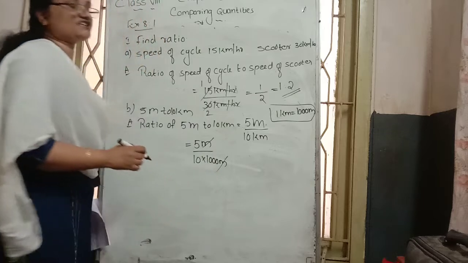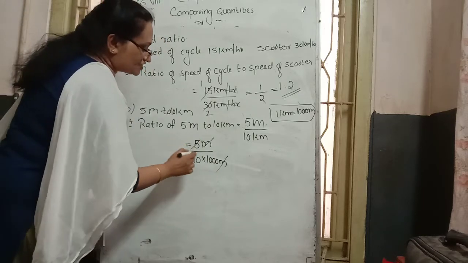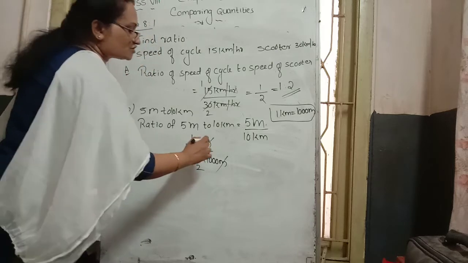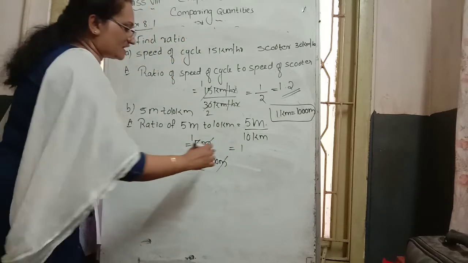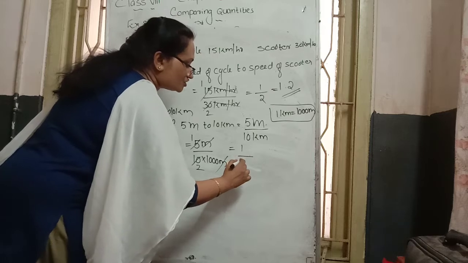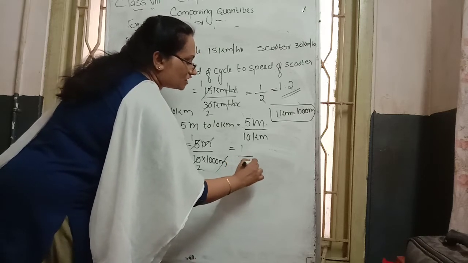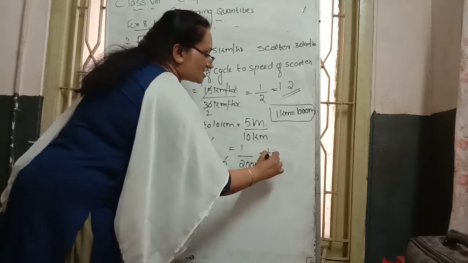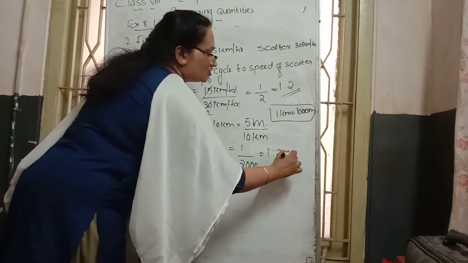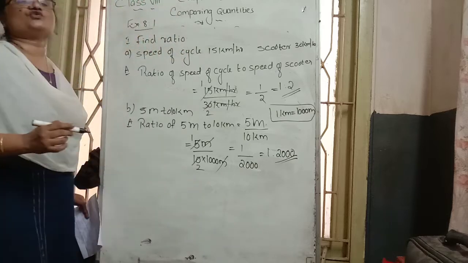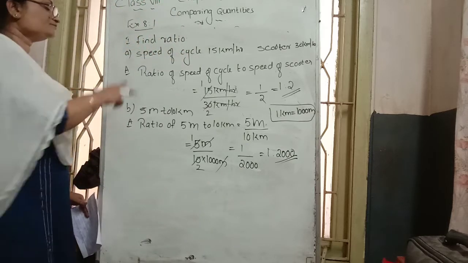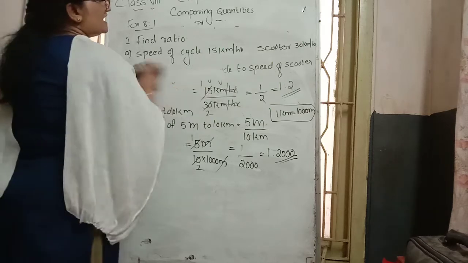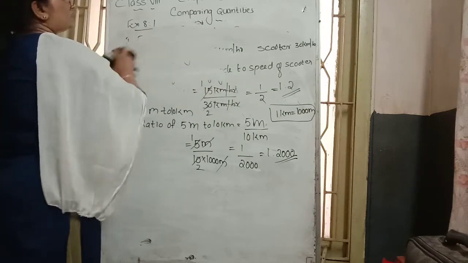We can remove the units and cancel. 5 ones are 5, 5 twos are 10. So the numerator part is 1 only, and the denominator is 2 into 1000, which is 2000. Then we write it in ratio form: 1:2000 is the ratio between 5 meter and 10 kilometer. I hope you understand how to find the ratio.